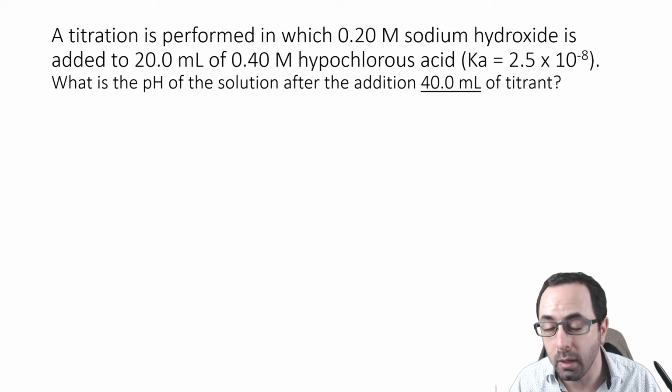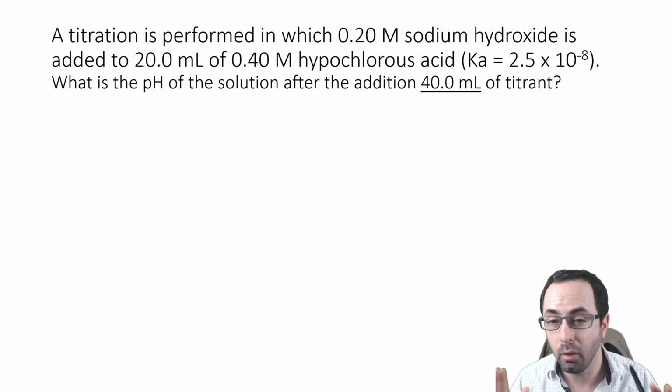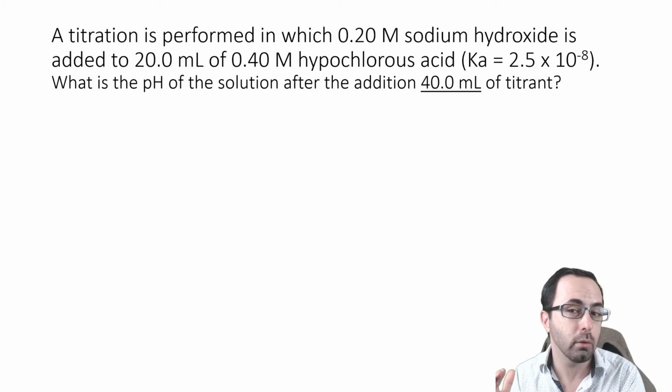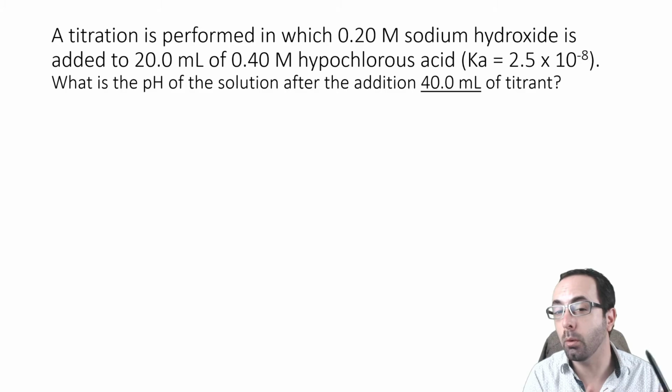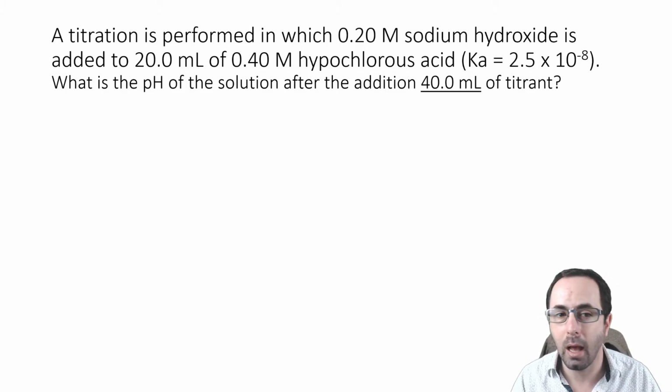So our equilibrium step is going to be different. The way you approach it depends on if you are before the equivalence point, at the equivalence point, or after the equivalence point. In the last one, we were before the equivalence point, so we used the Henderson-Hasselbalch equation. Let's see what happens here.